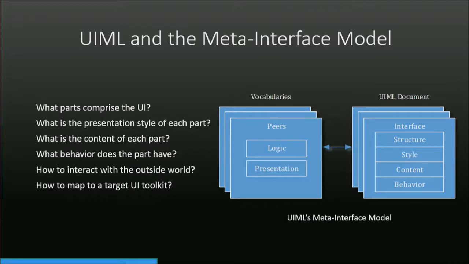The content would reference text that you can switch at runtime. For example, if you're doing a user interface with different languages, it stores images and so on. And the behavior maps how the user interface interacts with the underlying application logic. The peers component does these mappings to the actual logic and to the actual presentation, which is the concrete presentation that you target, being HTML or C# or whatever.